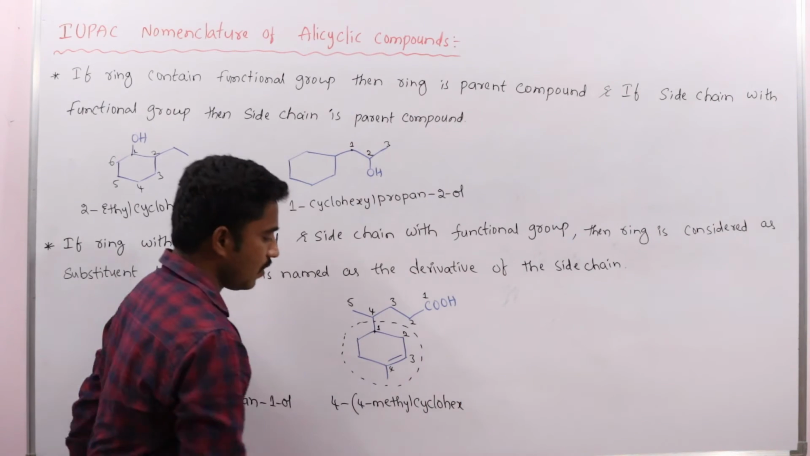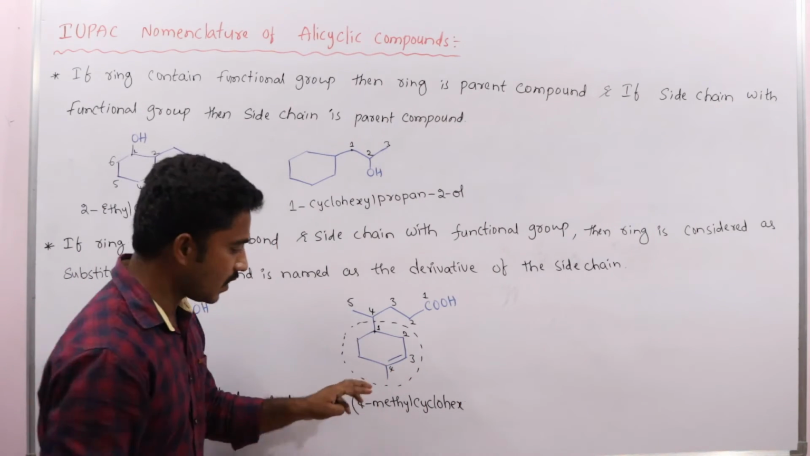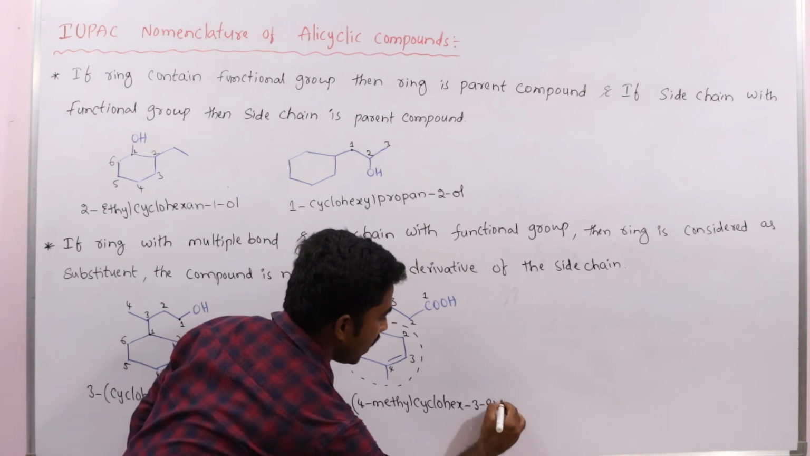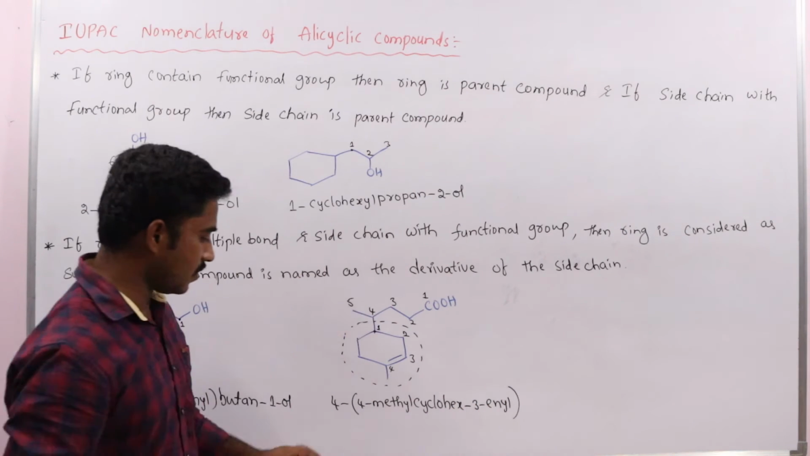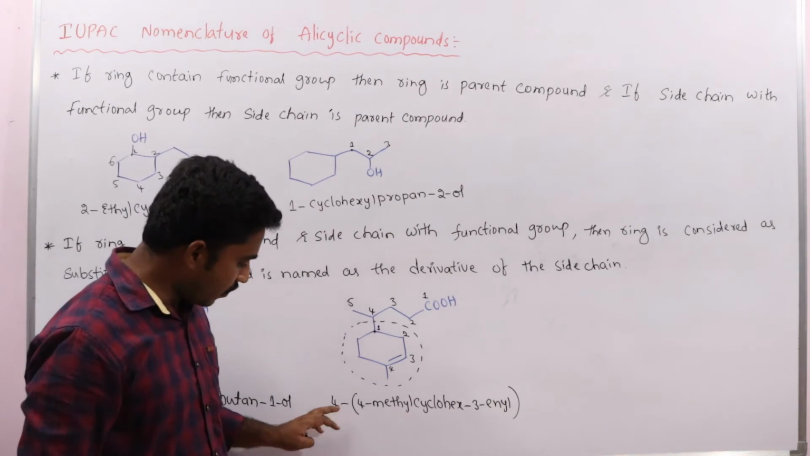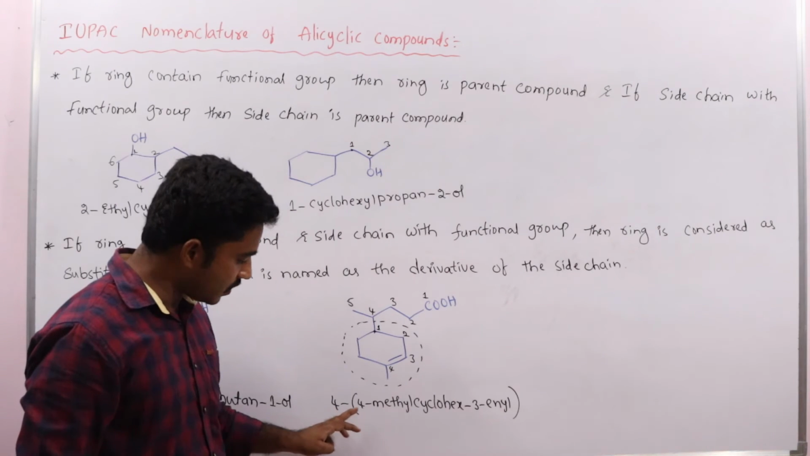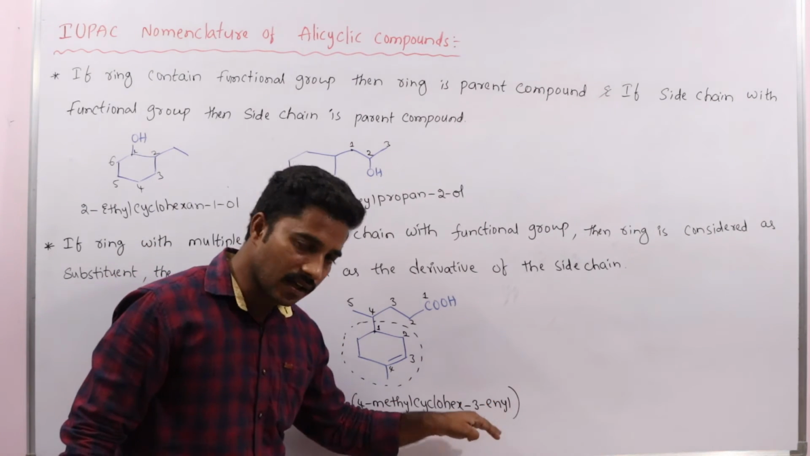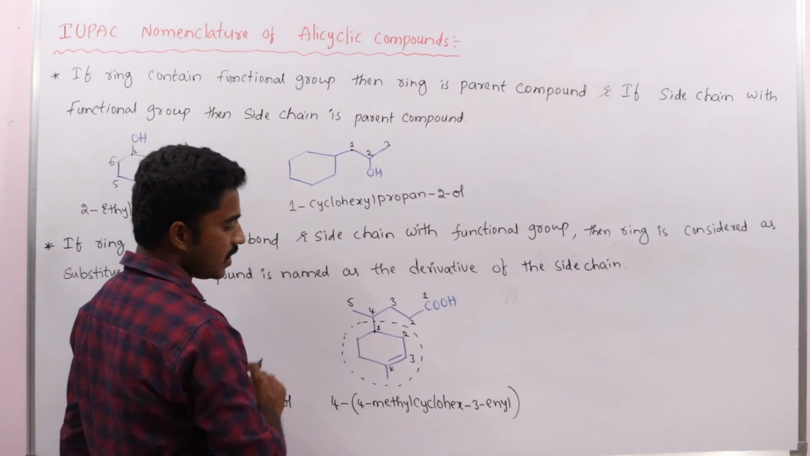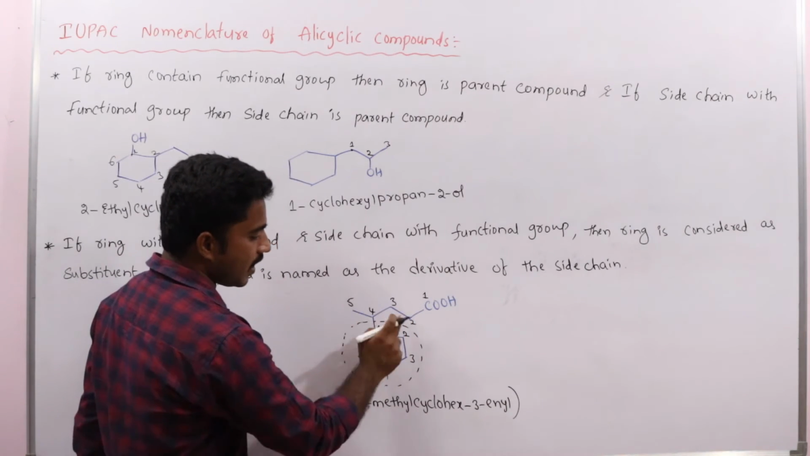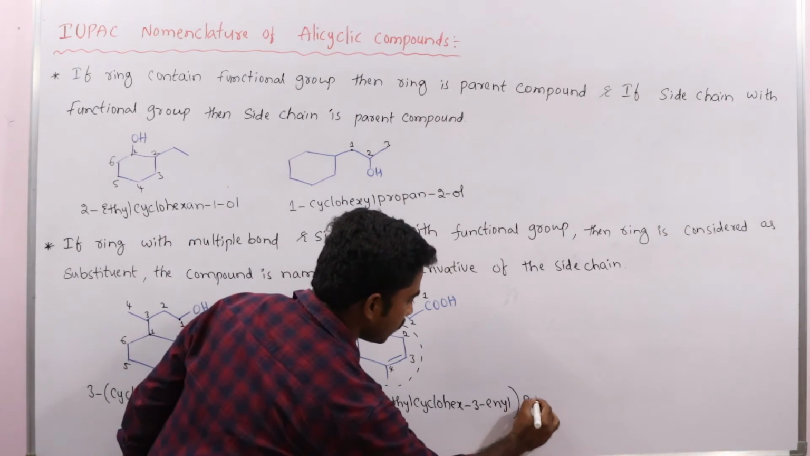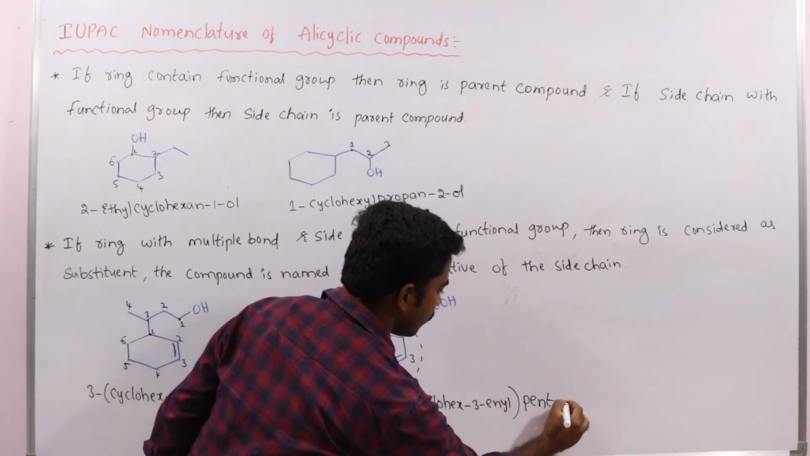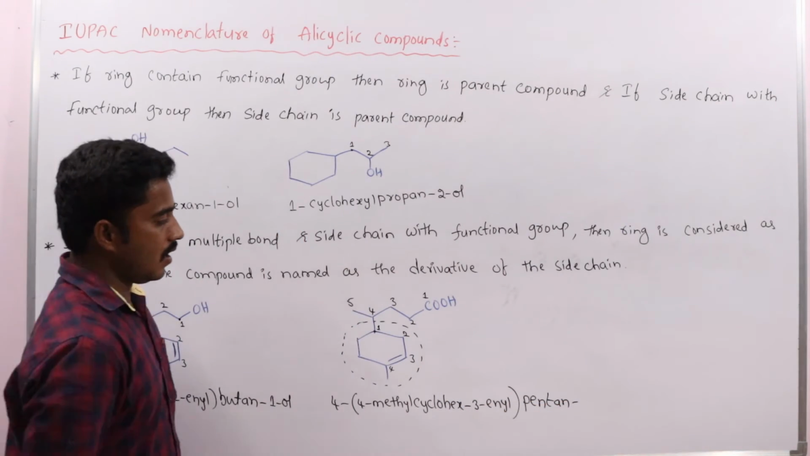Cyclohex. Okay, cyclohex. At third position double bond, that's why cyclohex-3-enyl. Bracket close. Okay, 4. At the fourth position of the parent chain, which substituent is there? 4-methyl cyclohex-3-enyl. In the parent chain, how many carbons are there? 5 carbons. That's why pent. That is a saturated chain. That's why pentane. Okay, pentane.